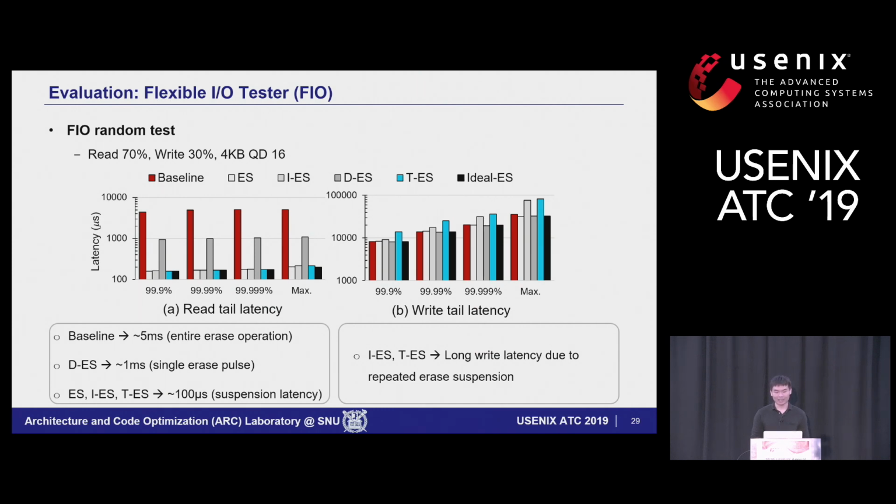Regarding read tail latency, the tail latency of the baseline is as long as 5 milliseconds, which is an entire erase operation. And deferred erase suspension shows 1 millisecond of tail latency, which is a single erase pulse latency. Immediate erase suspension and timeout-based erase suspension make possible sub-200 microseconds of read tail latency by canceling the ongoing erase pulses. Conversely, the write latency of immediate erase suspension and timeout-based erase suspension tends to be longer because such a scheme repeats the erase pulse multiple times.